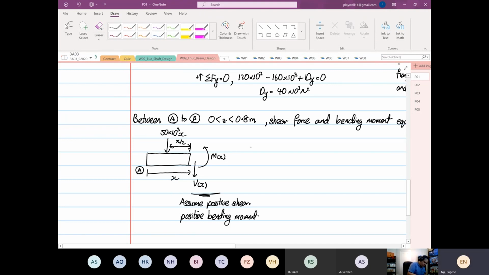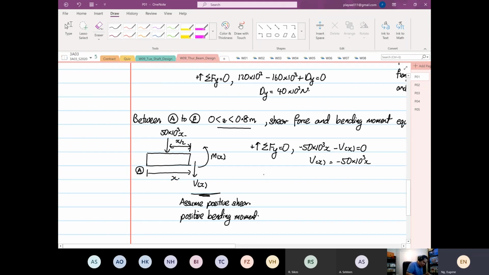Okay, so you do your static analysis. Summation of forces in the y direction is equal to 0, right? So you will have minus 50 times 10 to the power 3 x minus V as a function of x, equal to 0. So V as a function of x is equal to minus 50 times 10 to the power 3 x. Okay, so that is your shear force equation between 0 to 0.8.